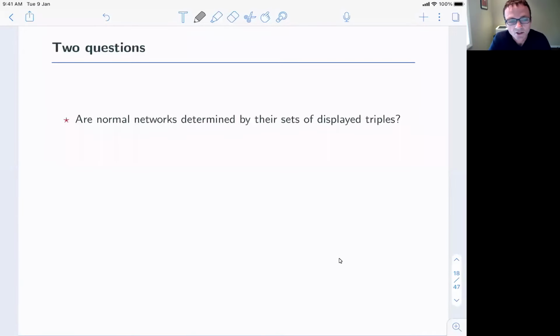Here are two questions. We're going to see roughly an outline of how the proof goes shortly, but here I just want to look at two questions that you may be thinking about. Are normal networks determined by the set of displayed triples? And the answer is no. Remember, normal networks have no shortcuts, so there's reason to believe that could be true.